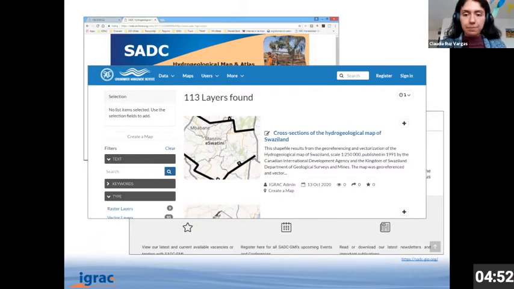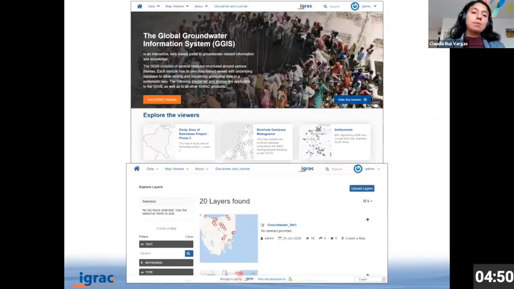And next slide, please. So this good experience gave us the impulse we needed to actually update our whole GGIS software. The screenshots you see here are from the development process, so this is not online yet. You can see we changed the interface a little bit, and we have the same organization of the layers and maps.